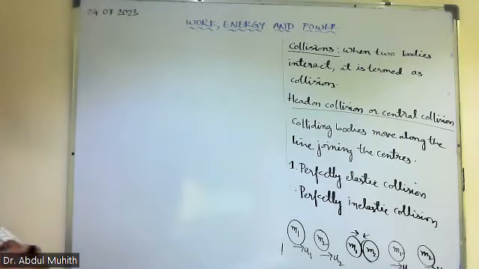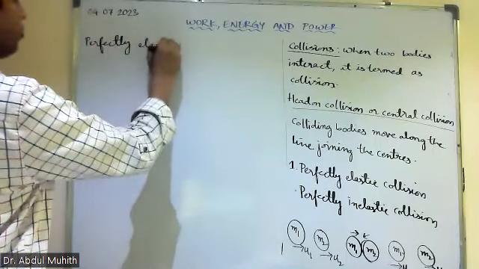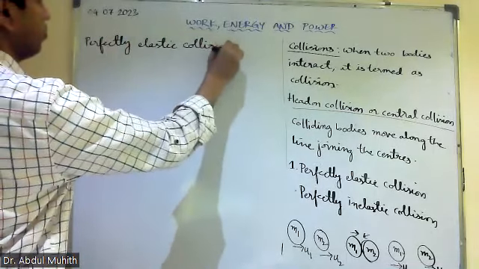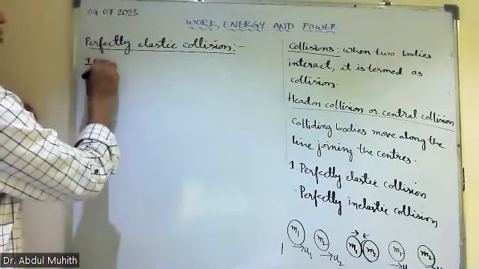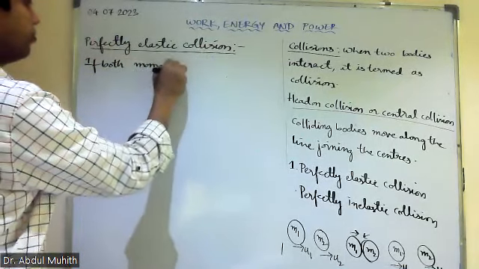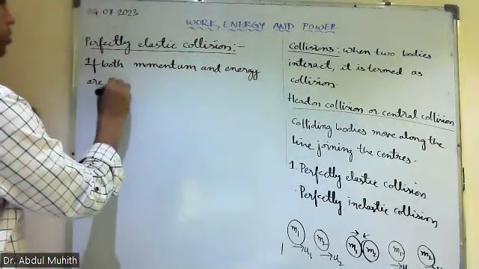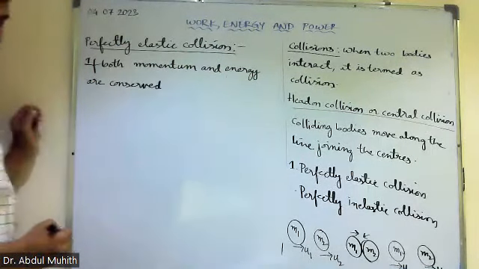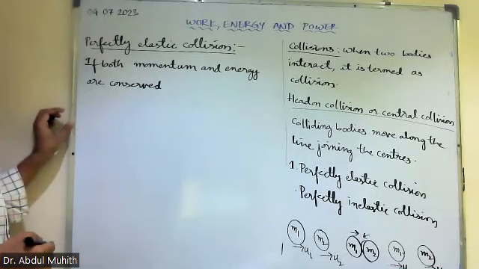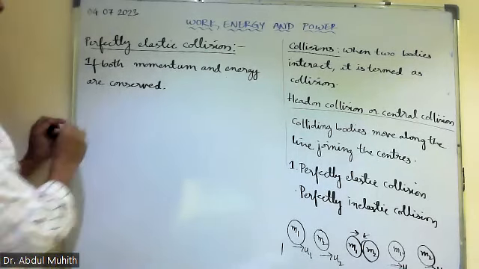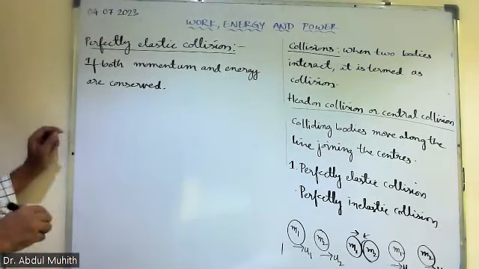Now, perfect elastic collision. If both momentum and energy are conserved, okay, both energy and momentum, the total energy before collision is the same as the total energy after collision. Then that is known as elastic collision.